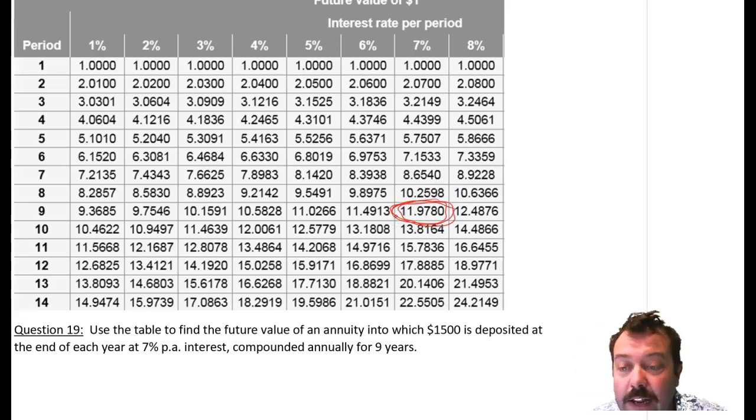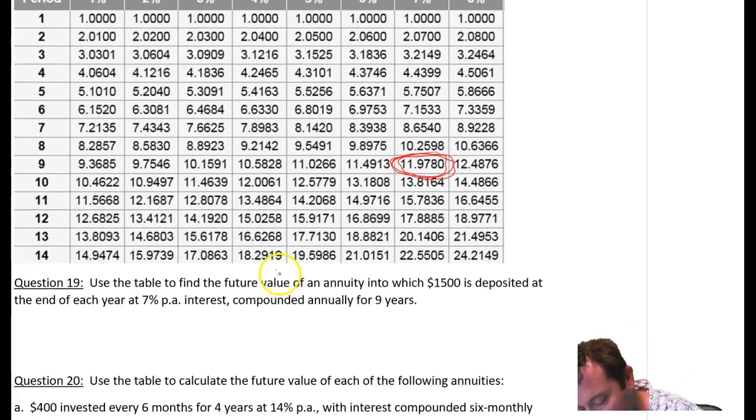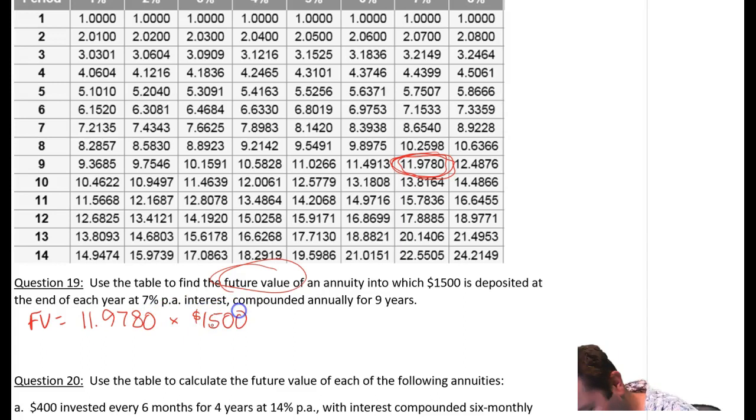That tells me that if I'd put $1 in every year, then at the end of 9 years, I'd have $11.98, thereabouts. Of course, we haven't done that. We have put in $1,500. So the future value, that's what we're going to calculate. My future value is going to equal that number that we found in the table, 11.9780. We multiply that by the size of the contribution, and that's going to be the future value of that annuity.